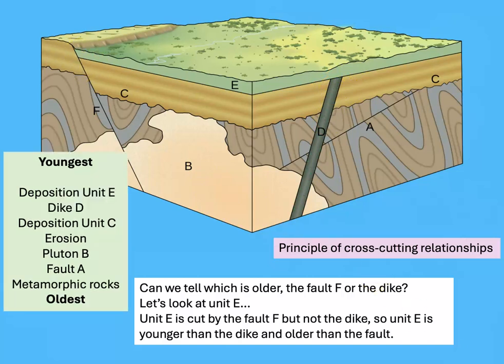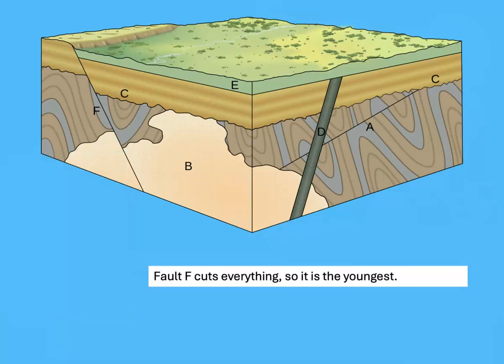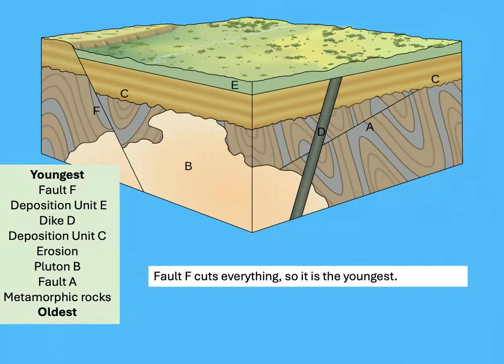So let's add those to our list. So now we had erosion, deposition of unit C, the dike cuts through, then deposition of unit E, and then finally fault F cuts everything in the picture and is the youngest. So that's how we play this game.